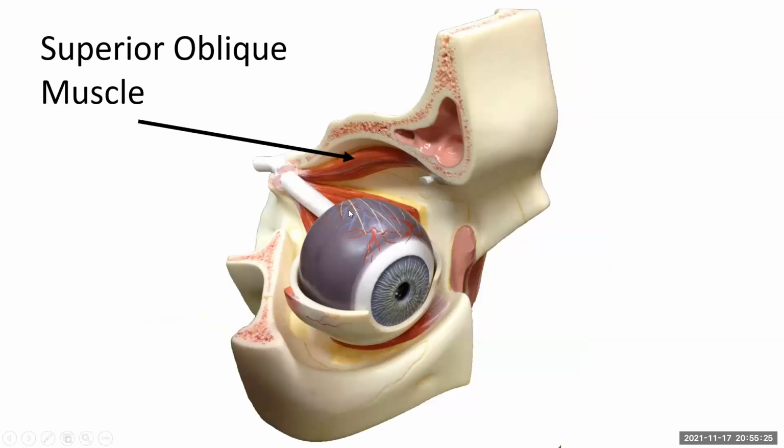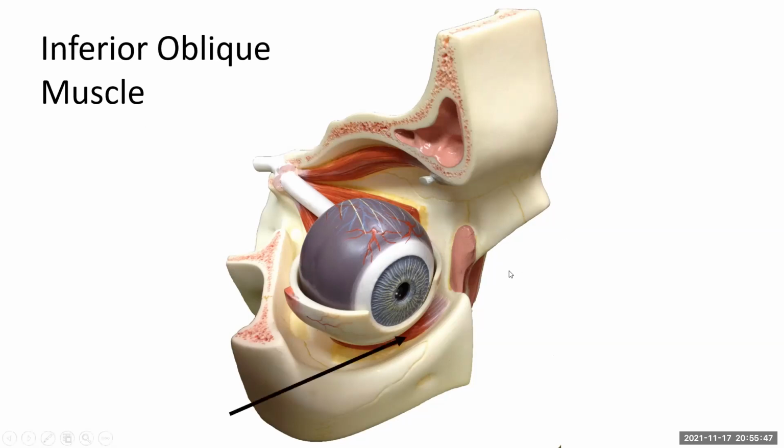Then the muscle that sits up here in the corner, that has that little pulley system, that is the superior oblique muscle. That's innervated by cranial nerve number 4, trochlear. Trochlear means pulley. All right, superior oblique muscle. Then on the underside here, you can see the inferior oblique muscle. That's innervated by cranial nerve number 3 on the underside here.